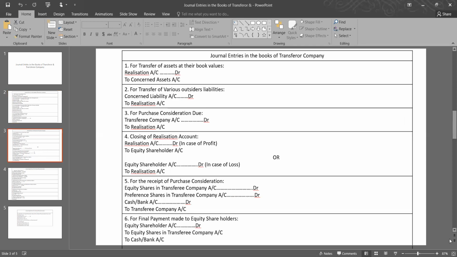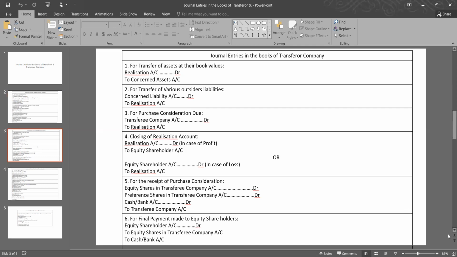Next, we are going to discuss the journal entries which we pass in the books of the transferor company. Here we prepare some 3 to 4 accounts like the Realization Account, Transferee Company Account, Equity Shareholders Account, or, if the company has preference shareholders, the Preference Shareholders Account. So we will start with the Realization Account.